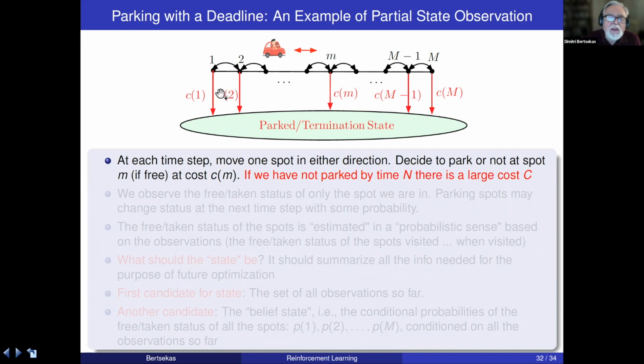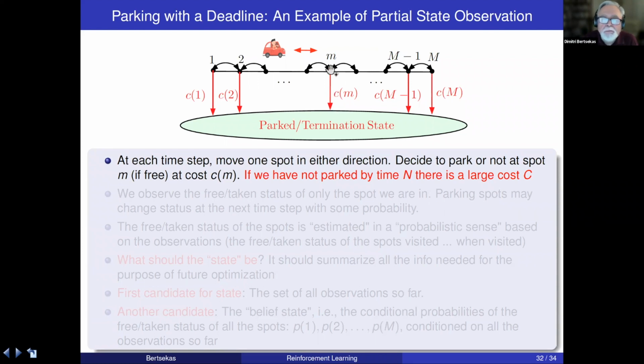In this example here, you have a car that wants to park in one of the M spots of a linear parking lot. So these circles here denote parking spaces that may be taken or they may be free. And the driver wants to park in one of these parking spaces within some time n. And he looks for a parking space that has low cost, okay?